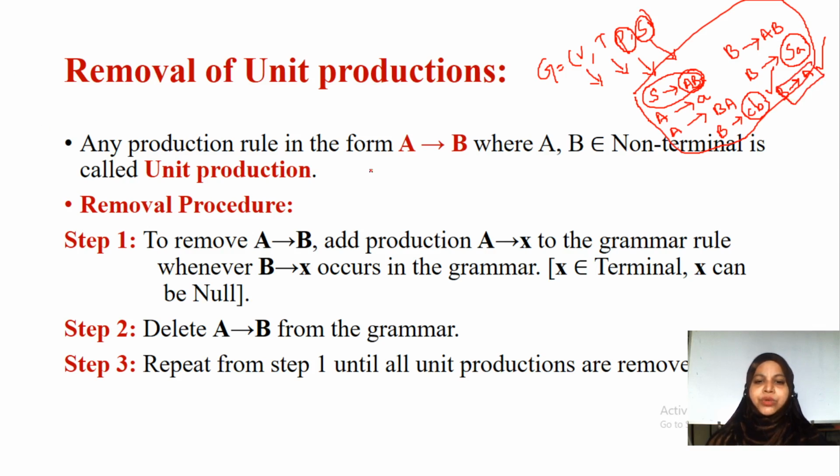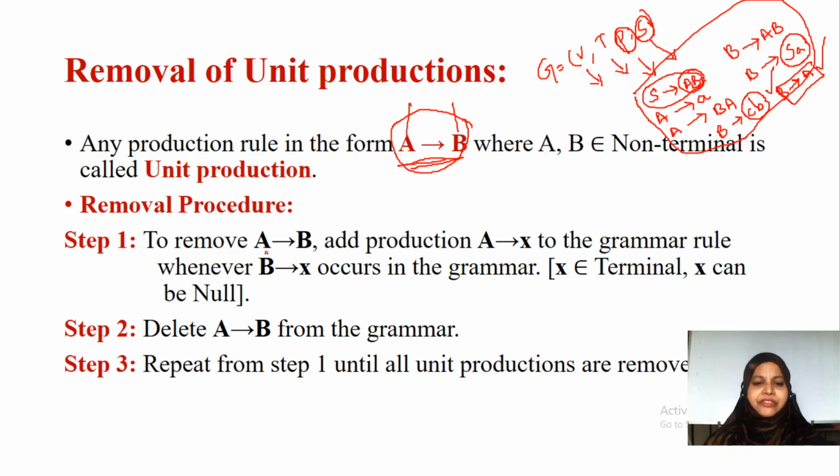Any production rule of the form A tends to B, where A and B are non-terminals, A is a non-terminal and B is also a non-terminal, such a production is known as a unit production. Whenever we reduce any given grammar, we have to remove this unit production. How are we going to remove these unit productions? Here we have three steps.